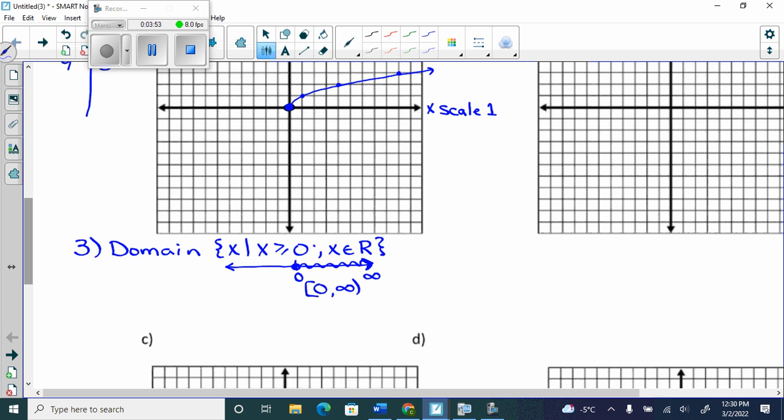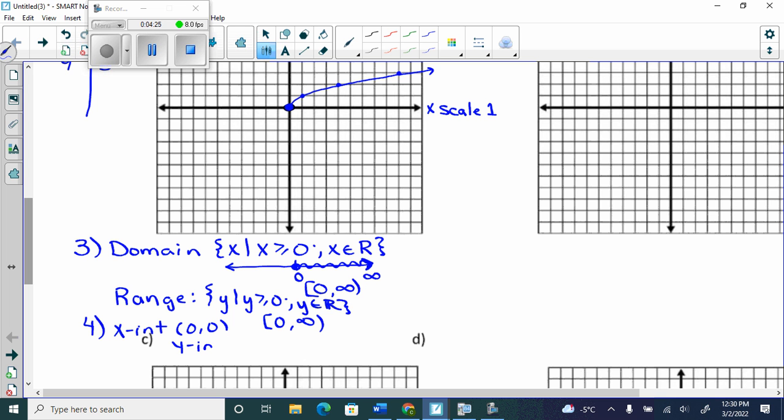Okay, the range you told me was y is greater than or equal to 0, which is right. Which is actually the same interval. Square bracket 0, infinity. And it wants the x and y intercepts. What's the x-intercept at? X-intercept 0, 0, and the y-intercept is 0, 0. And there are no transformations because it's a parent function.